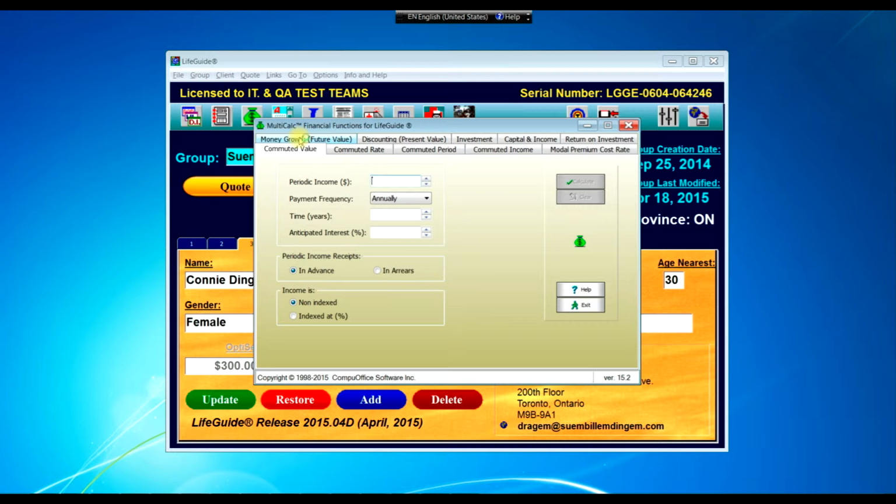So let's say that we'd like to figure out how much in terms of principal or death benefit would be required to replace a biweekly income of $3,000. And we need that, let's say, for a period of 21 years. So we will put $3,000 in the periodic income field.